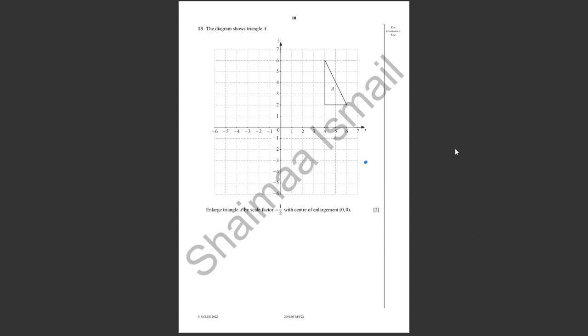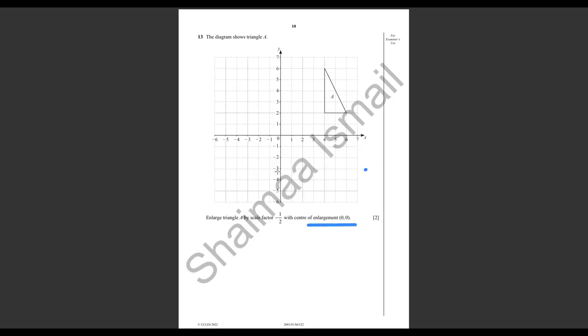Question number 13 here, transformation, enlargement. When he says enlargement, get out your ruler, set up your centimeters, and try to join to the center. I like enlargement around the center, 0, 0, and half. First of all, I'm gonna make two points. The first, joining points here, I'm gonna join each point with the origin.